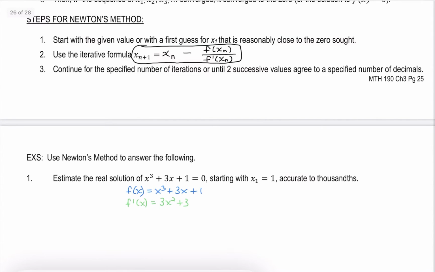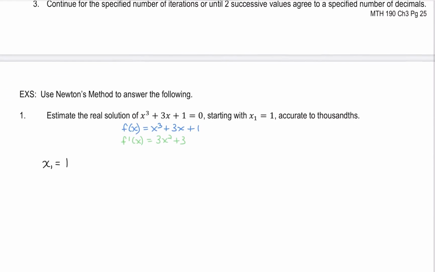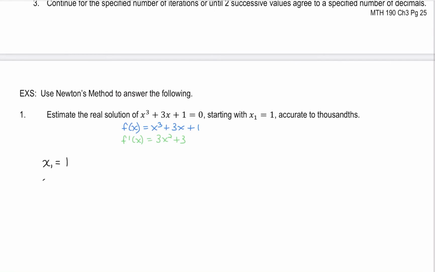And so if we look at the first x sub 1, we're told to start at 1. So now going on to the next guess. So x sub 2 is going to be the previous guess minus f of that previous guess, so f of 1, and then divided by f prime of that previous guess. So f prime at 1.